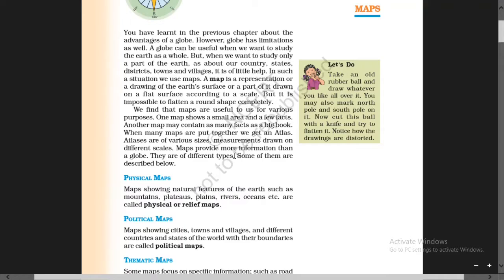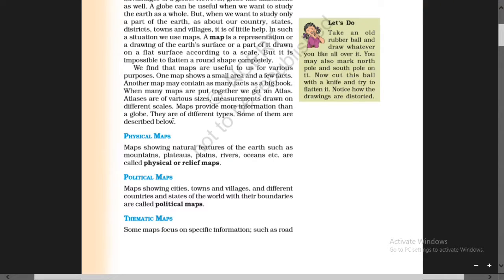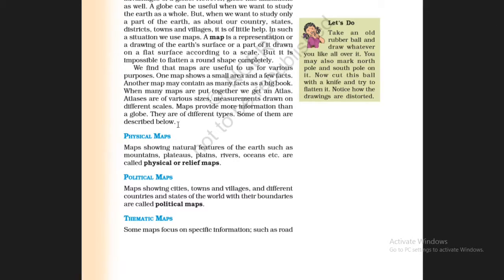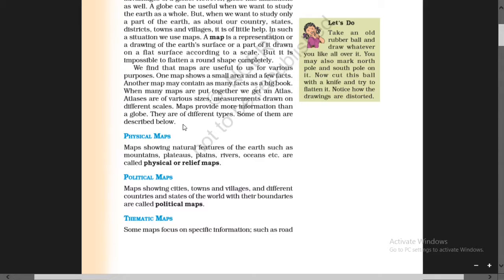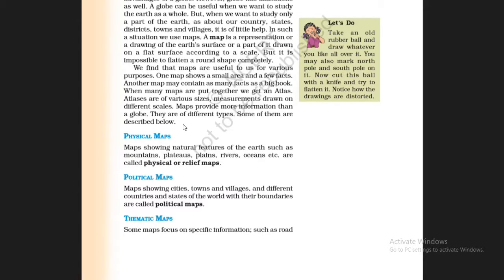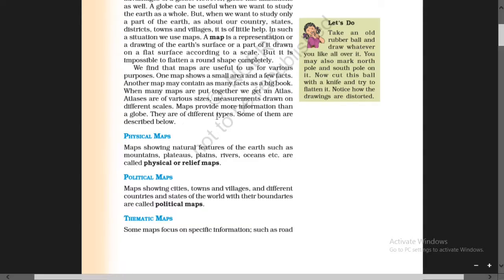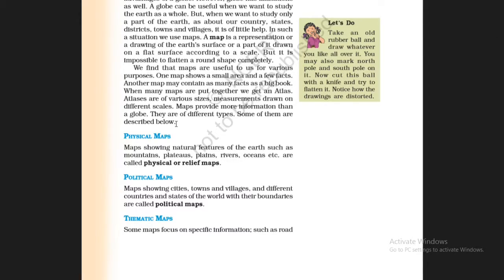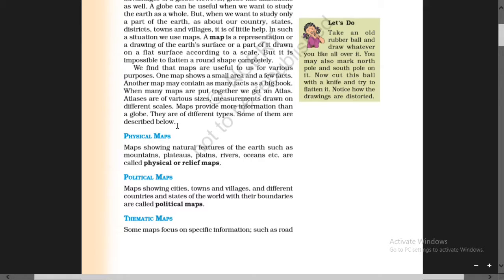See how maps are different from globes. Maps are of different types. Some of them are described below.